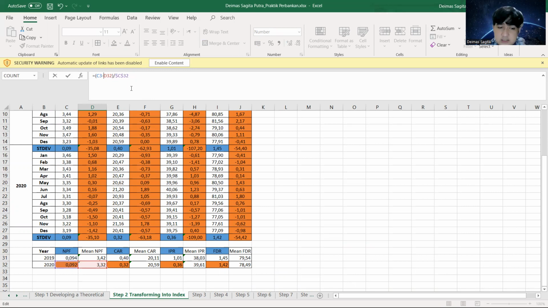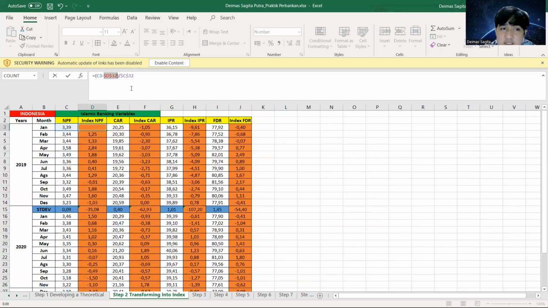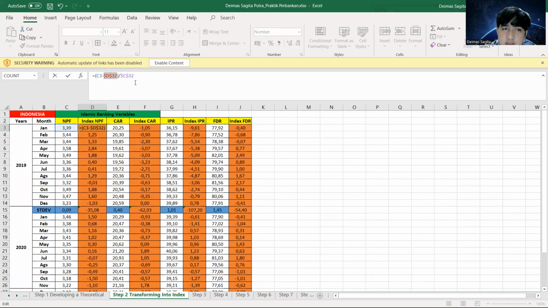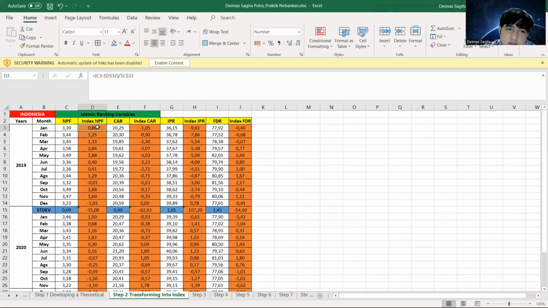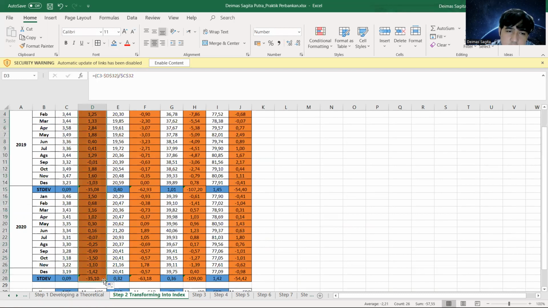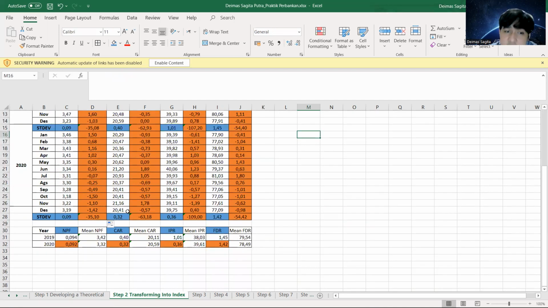To lock your data, just press F4, or Fn and F4. It's like this. See? So that we divide it with NPF. And don't forget to lock the data also. Just enter that. Then you can slide your data below, so it will directly match with your formulas.